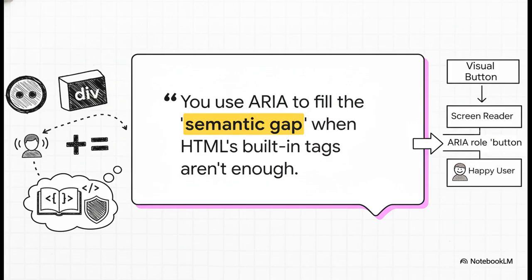So let's say you built a really cool custom component using a div. With your CSS and JavaScript, you make it look and act just like a button. Perfect. A sighted user sees a button. But a screen reader, it just sees a plain old div. It has no idea it's interactive. By adding role equals button, you are filling that semantic gap. You're basically whispering to the screen reader, hey, I know this is a div, but trust me, treat it like a button. It's an accessibility superpower.